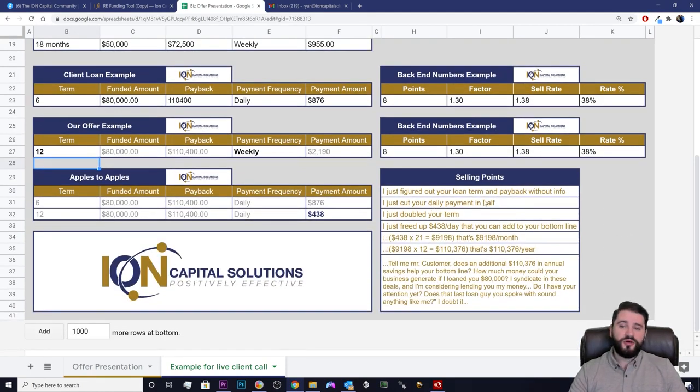I just figured out your loan term and your payback with limited information. I just cut your daily payment in half. I just doubled your term, right? I just freed up $438 a day that you can add to your bottom line. I mean, let's do the math. In the month, that's $9,198 in savings. In the year, that's $110,376 in savings.